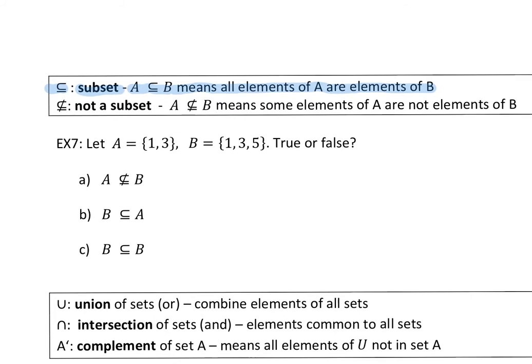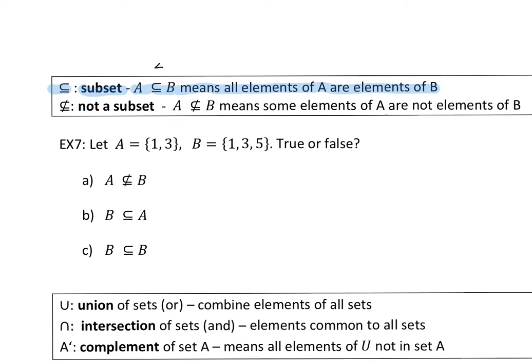Notice that this symbol is similar to a less than or equal to. So that's kind of saying A can be smaller than or equal to B, okay, but it can't be larger. So the order that you read matters here. And then when we say not a subset, we just put a slash through that symbol. Again, that would be not a subset. So if I write set A is not a subset of set B, that means some elements of A are not elements of B. So there's some stuff in A that's not in B.